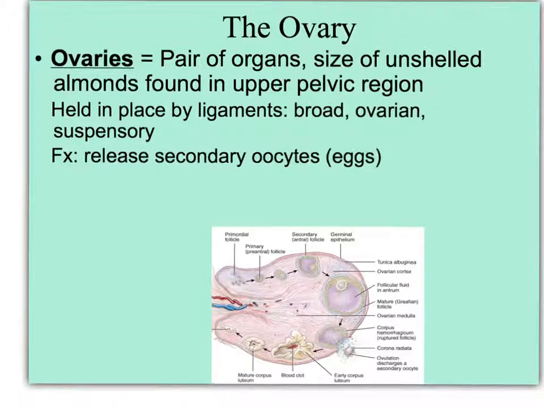Now, if we start with the gamete producing structure of the female, we start with the ovaries. The ovaries are a pair of organs that are found in the upper pelvic region. They're held in place by a bunch of different ligaments. These ligaments will actually sometimes be sore when a female is pregnant. They kind of get overstretched as the belly extends. And the whole job of the ovary is to release secondary oocytes.